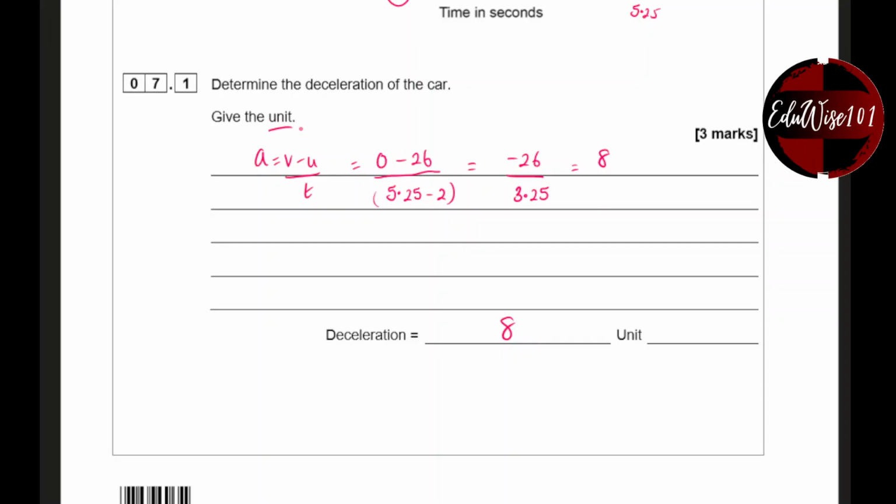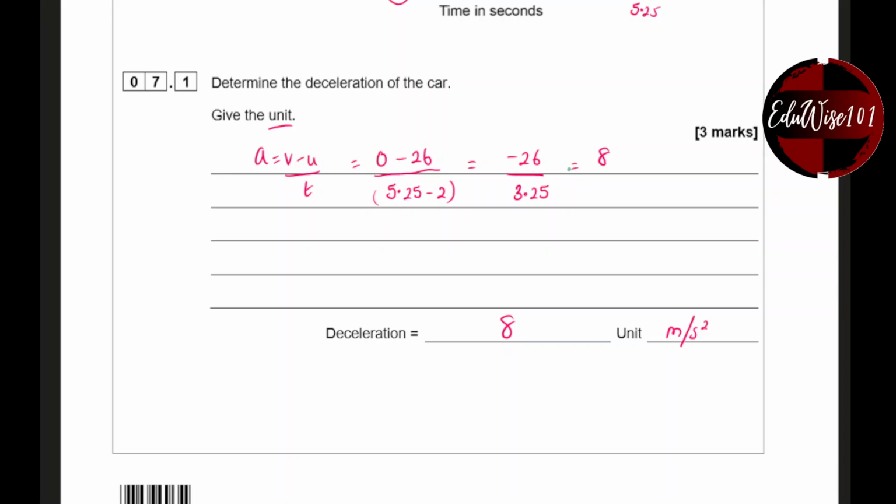And the unit for acceleration is meters per second squared. Remember, let me change the color. So this is meters per second, and that's second as well. So meters per second divided by second is meters per second squared.